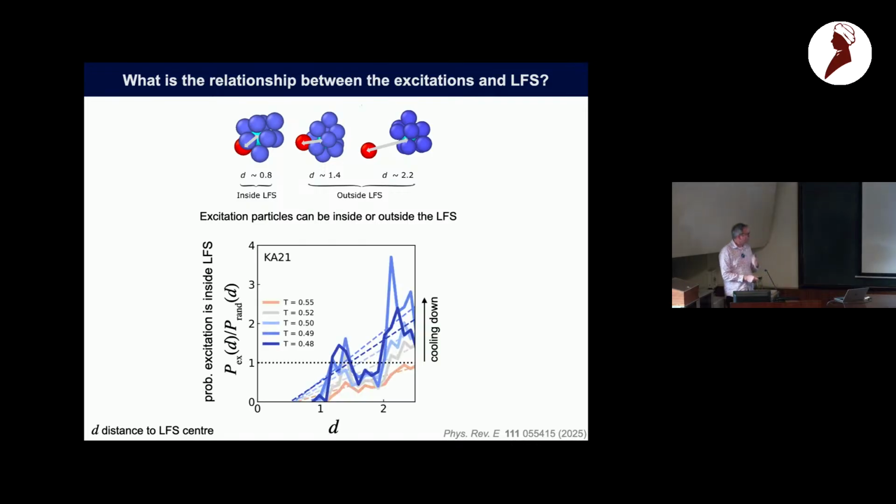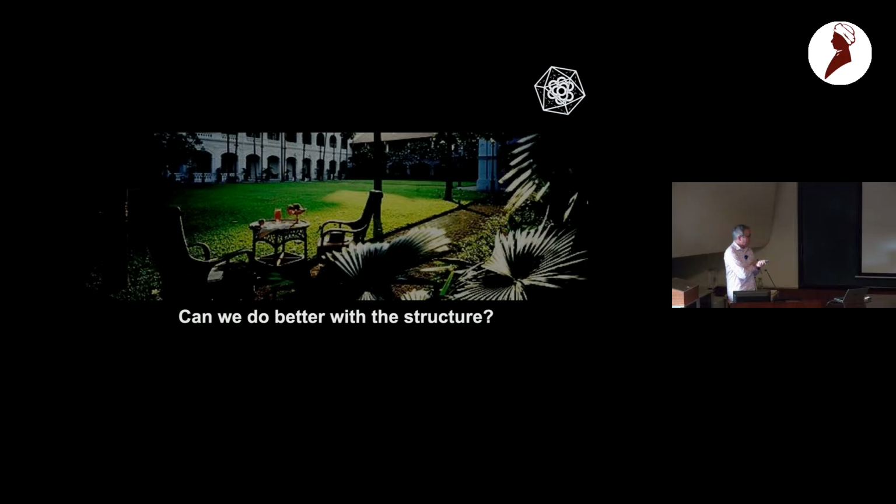So if we measure that, what we see is that as we drop the temperature, the red is high temperature around the mode coupling temperature, and now we're going down in temperature to around 3 orders of magnitude slower than the mode coupling temperature, then the excitation particles are pushed progressively out of the local structures. So in other words, as we get colder and colder, this network of local structures becomes something that the excitations happen outside of.